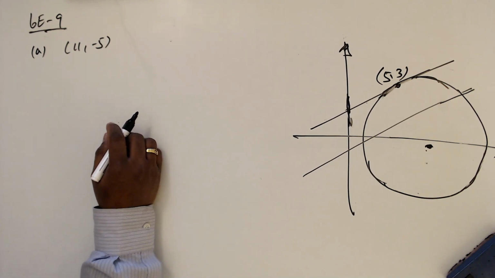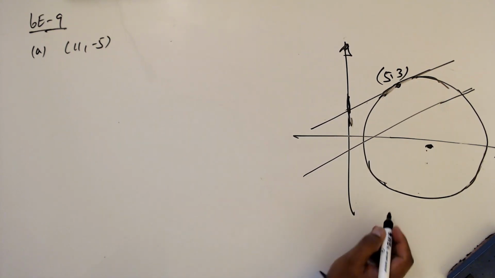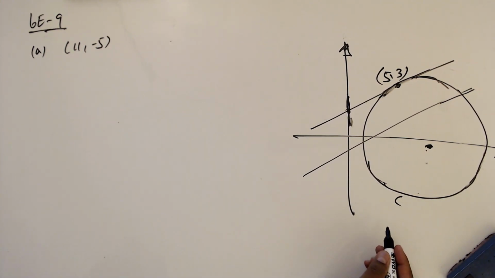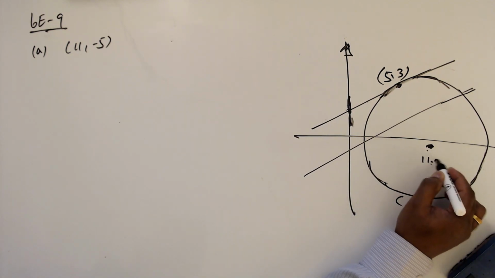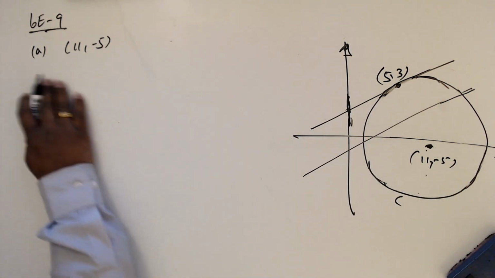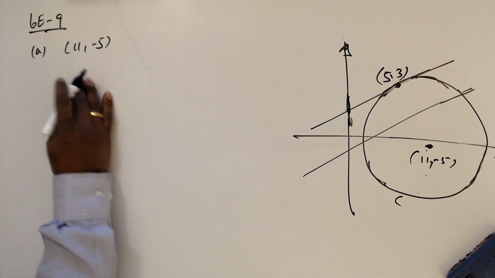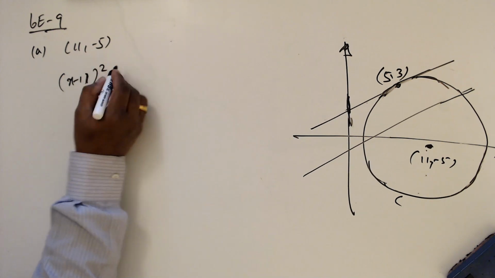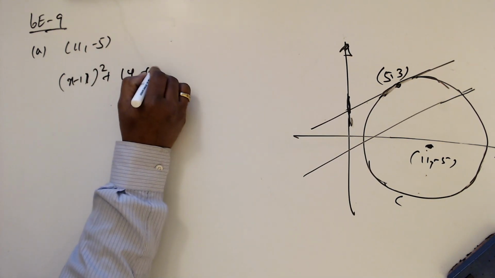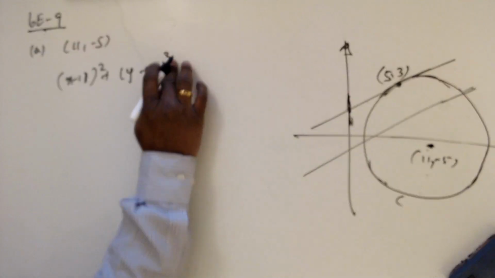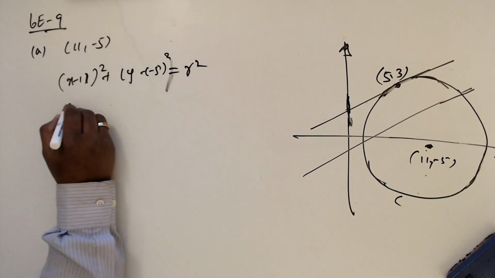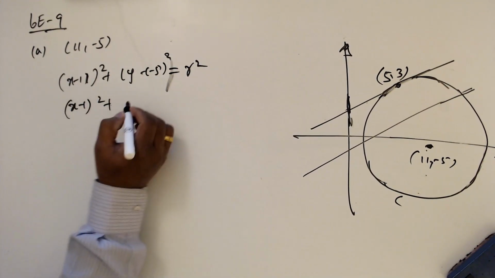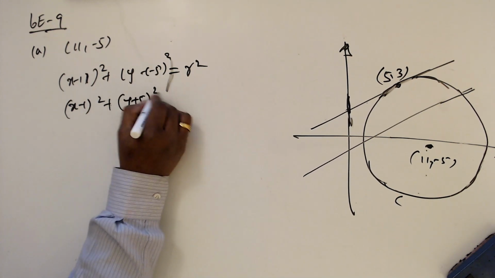Question number 69, part A. Find the equation for C. We want to find the circle equation. We know that (11, -5) is the center. Then this is going to be (x - 11)^2 + (y - (-5))^2 = r^2, so (x - 11)^2 + (y + 5)^2 = r^2.